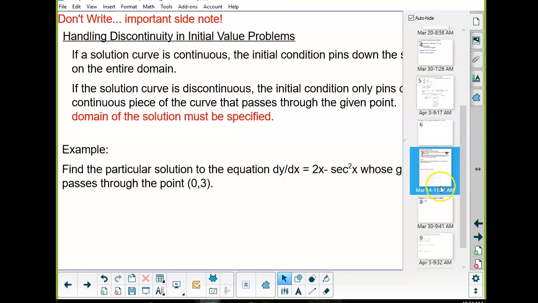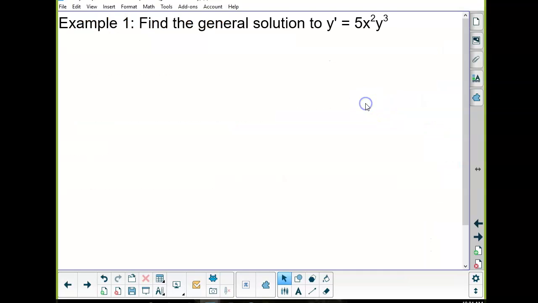I don't think we're there yet. Let's do this one. So as you're writing the directions, you can see it says find the general solution. So you should know automatically, just from that word general, your answer is going to have a plus c.